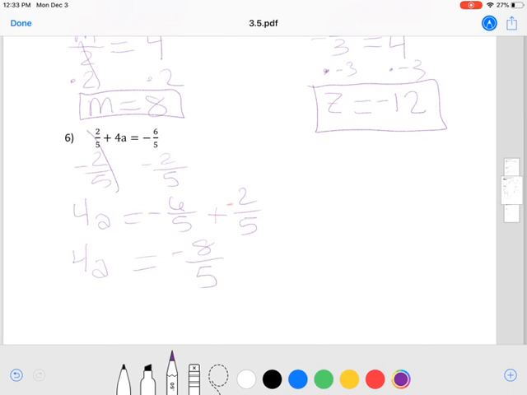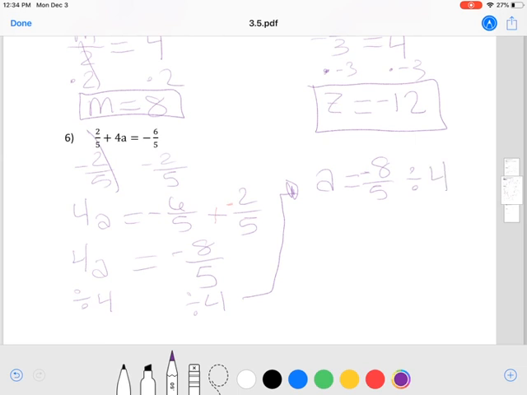So 4a equals negative 6 over 5 plus negative 2 over 5, which is negative 8 over 5. Now we are left with our one-step equation: 4 times a equals negative 8 over 5. This is multiplication, so to undo multiplication, we have to divide. We're going to divide by 4 on both sides. I'm going to take this up here because I'm running out of room. So I'm left with a equals negative 8/5 divided by 4.